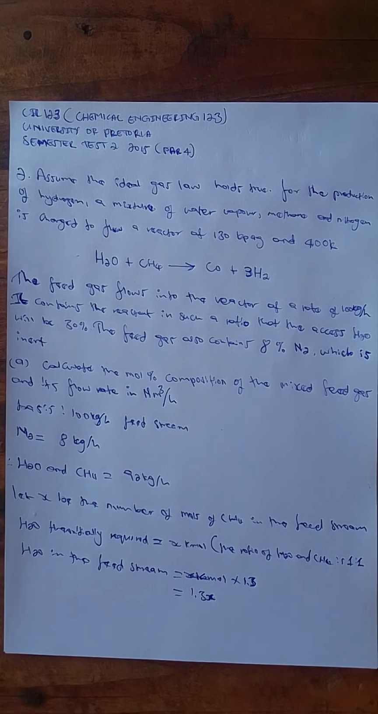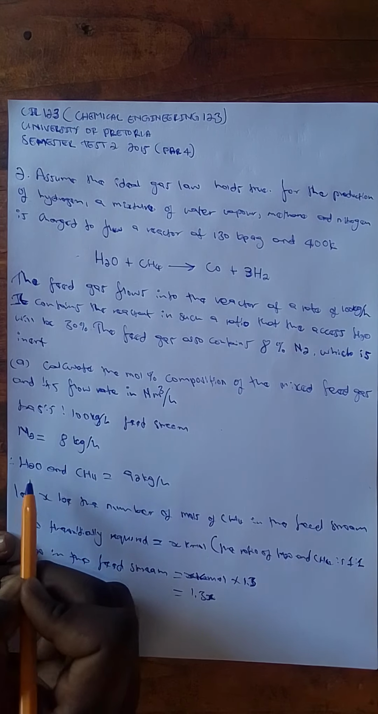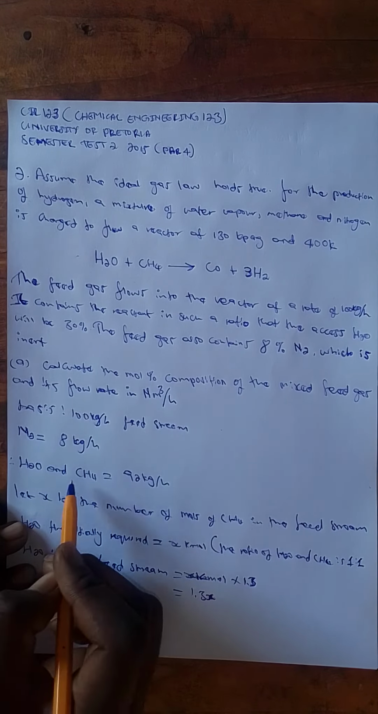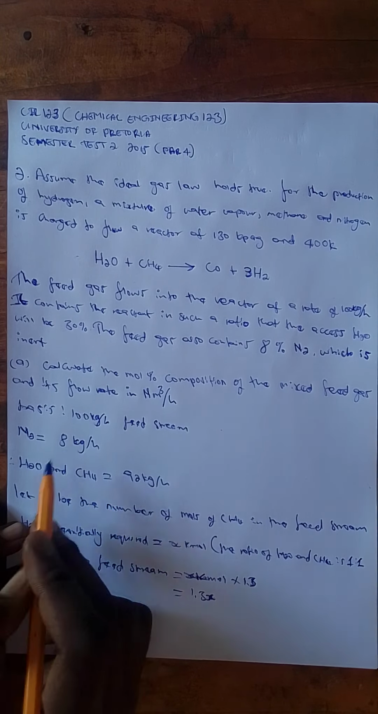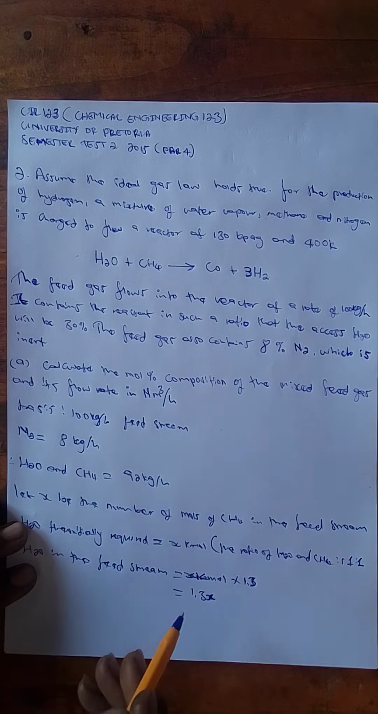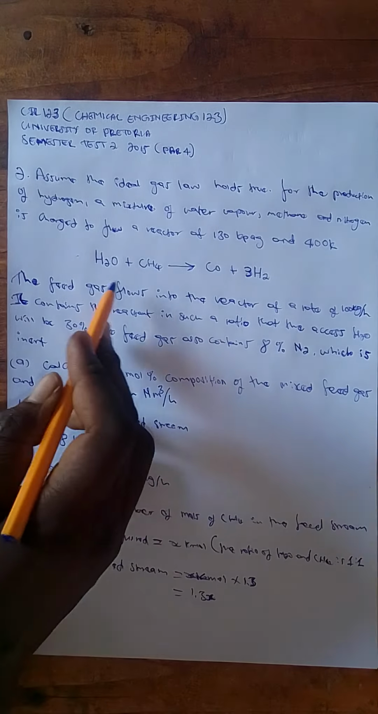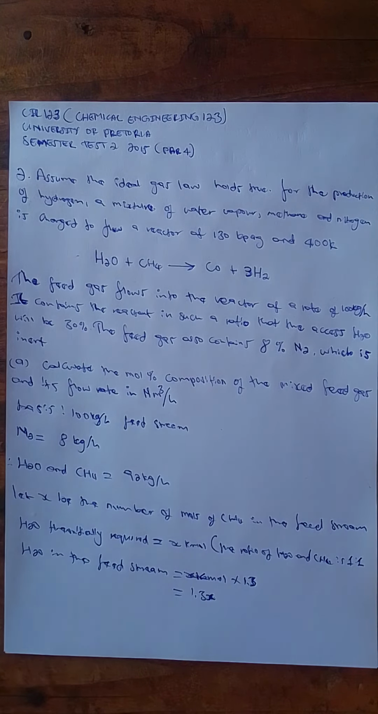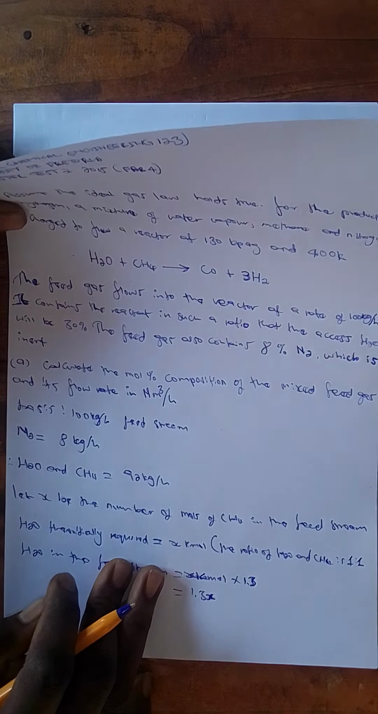And why are we going to the masses? Remember, we have 92 kilograms per hour of the water and the methane, but we don't really know how much of water and methane is in there. It would be very difficult to base all that on the masses, so we had to go to the moles. As soon as we deal with the moles using the reaction equation, we can go back to calculate the masses in terms of x.